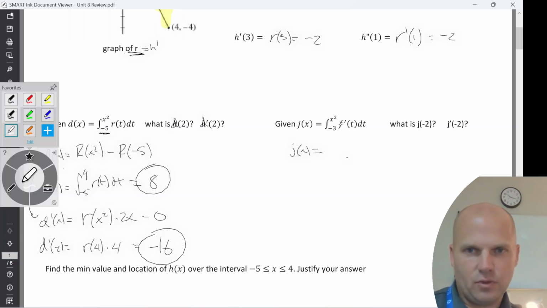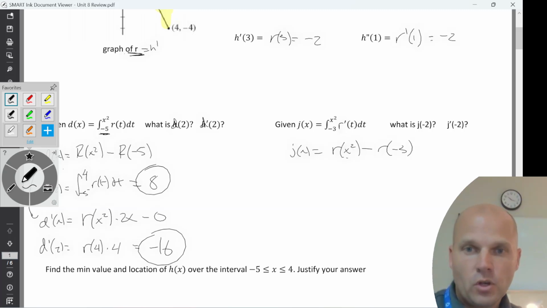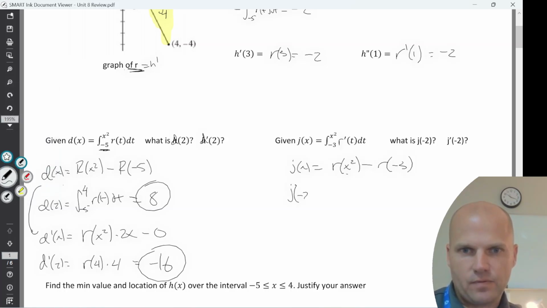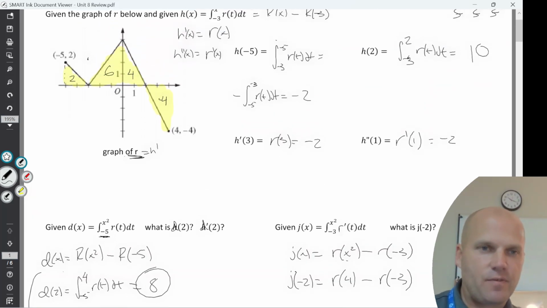I made this over the weekend, so I have to print out some different copies. Regular R of x squared minus regular R of negative 3. This is something I can find. J of negative 2 would be regular R of 4 minus regular R of negative 3. That's something I can find.